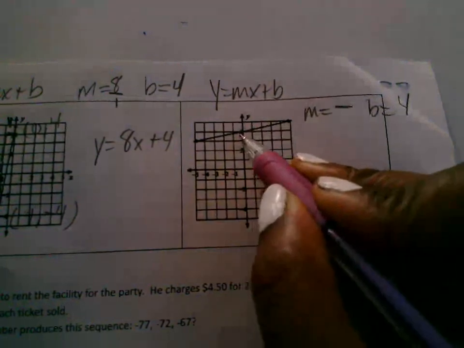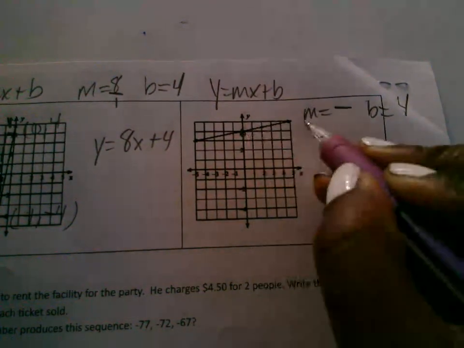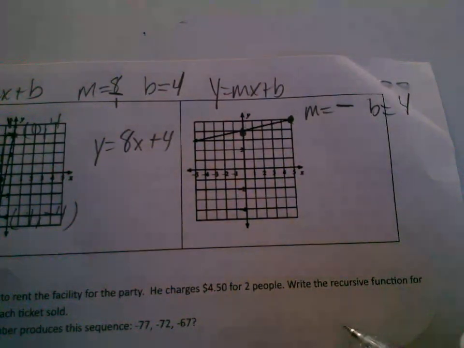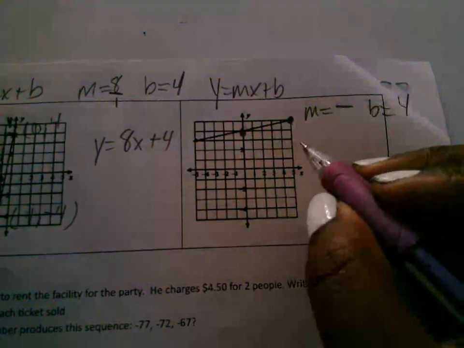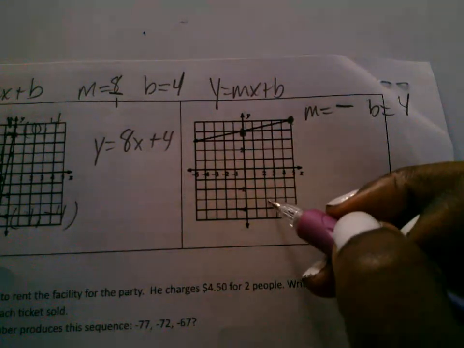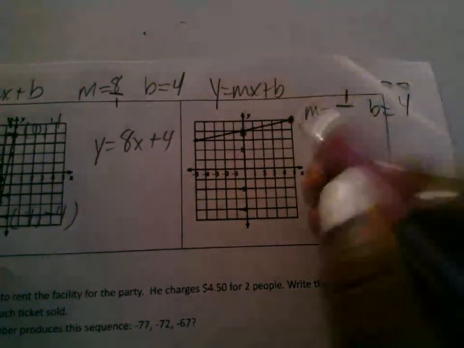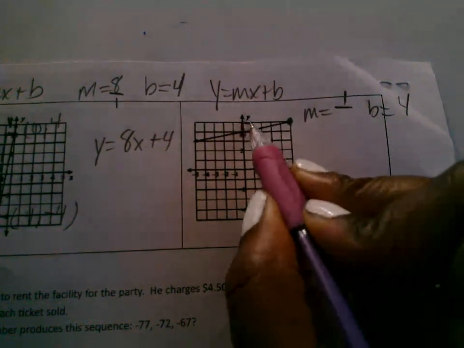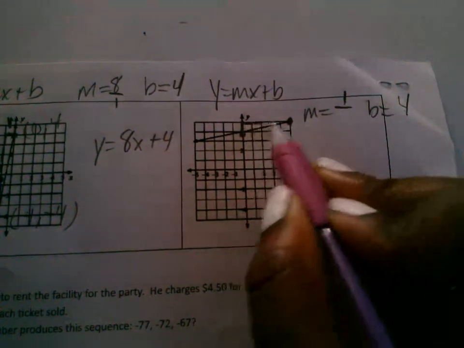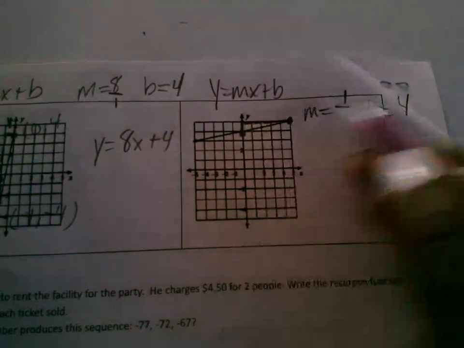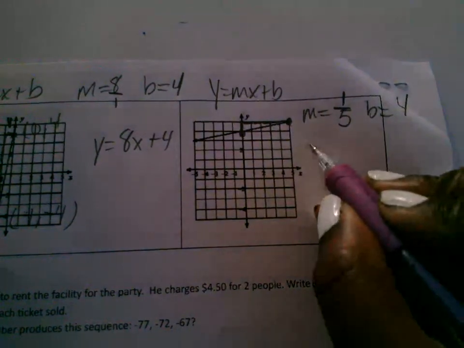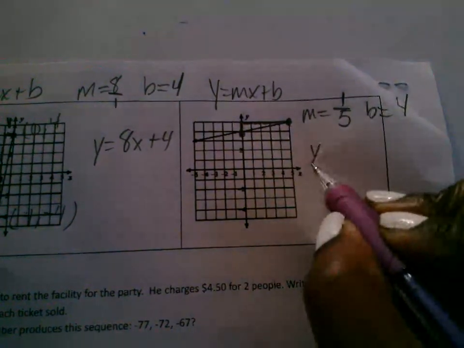So pick two good points. I'm going to pick this point right here, and I can pick this point right here. These 2 points. So let's count. What's going to be my rise? 1. Good job. What's going to be my run? Go up 1. And then how far do I go over? 5. 1, 2, 3, 4, 5. Very good. So 1/5 is the slope. How do I then write this as an equation? y equals 1/5 of x plus 4.